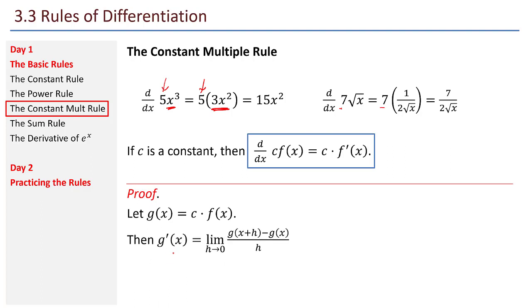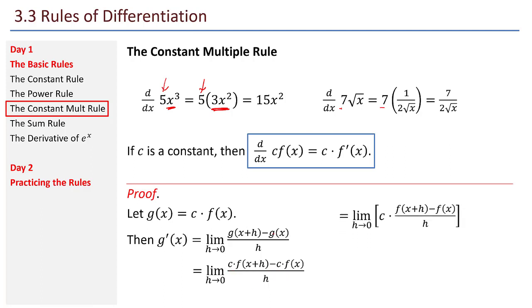Well, by definition, the derivative of g is the limit as h goes to 0 of g of x plus h minus g of x, all over h. What is g really? It's c times f. So c times f of x plus h minus c times f of x. Oh, but then I can just factor out that c. So I have the limit as h goes to 0 of c times that fraction.